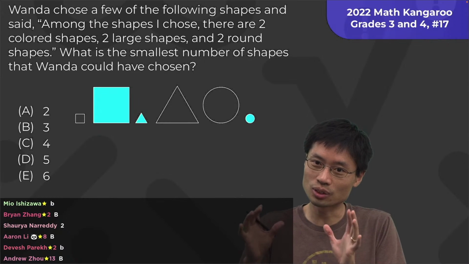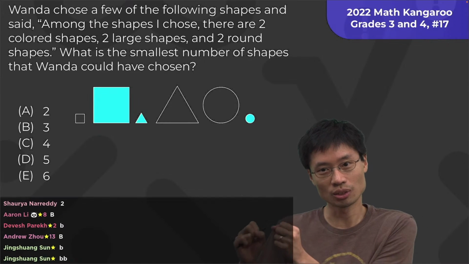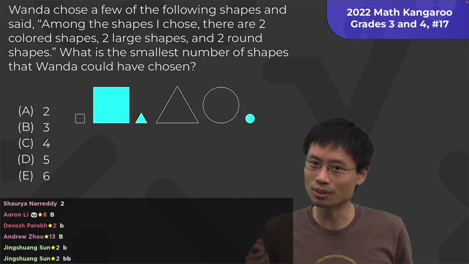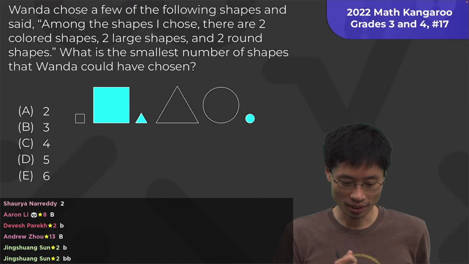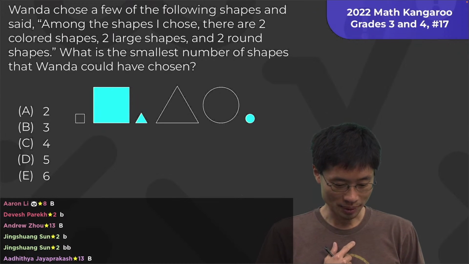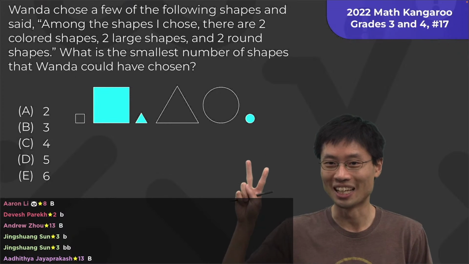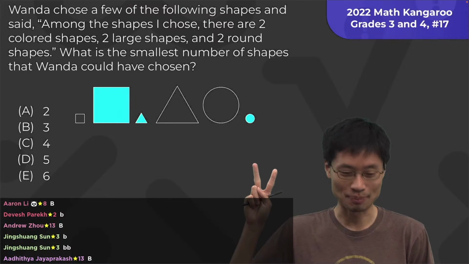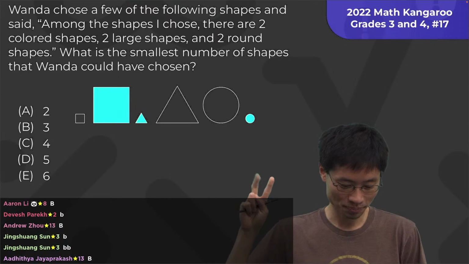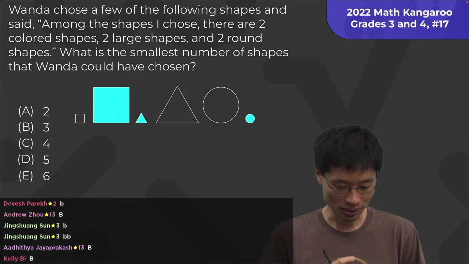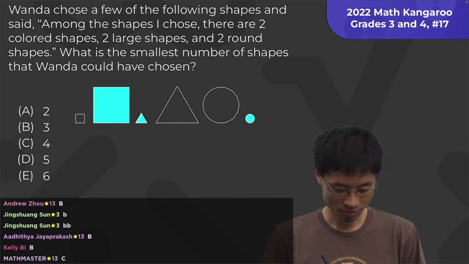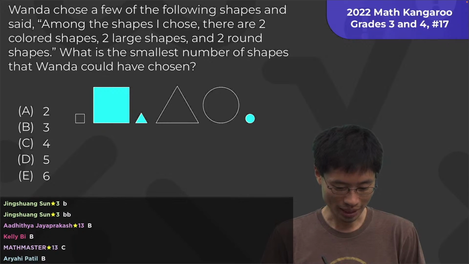So we actually have to do 2 things. We need to find a way to choose only a few shapes, and we need to know why you can't do better. All right, 2 colored shapes, 2 large shapes, 2 round shapes. The smallest would be called 2. If I can do this by picking 2, I'd be happy, but I can't. Because it has to be 2 colored and 2 large and 2 round.